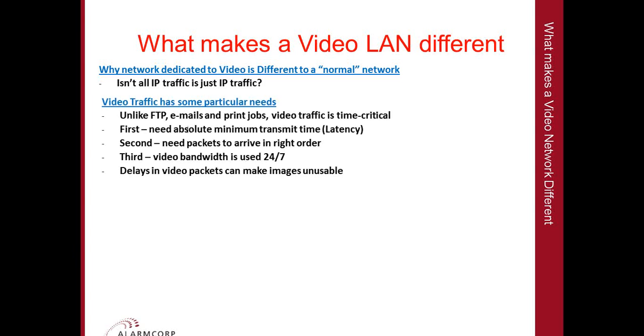First of all, we need the absolute minimum transit time, or latency, and we will talk about latency a little bit more. Secondly, video packets need to arrive in the right order. Third, video bandwidth is used 24/7. Now, delays in video packets can make the image unusable.